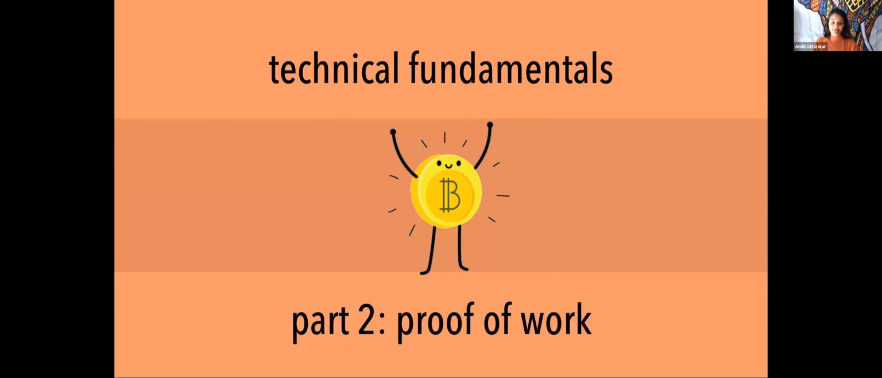So that was the first concept. And now part two is proof of work, which is how the system kind of comes together. Part one was about how you send money and make sure that only the intended recipient can use it. Part two is how the system validates or enforces that, and that's via proof of work.